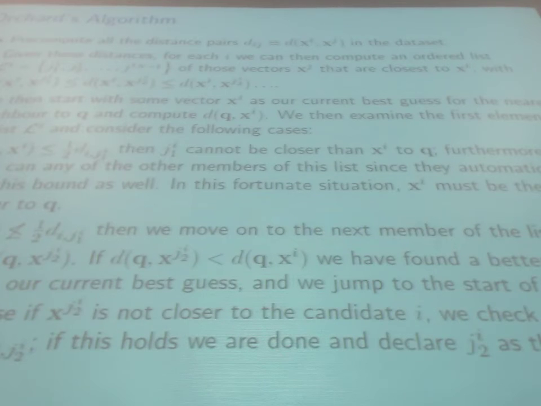In general, what's going to happen is that the first element in the list is not going to satisfy this relationship. So what do you do then? You move on to the next member of the list for li. Yeah, no, we don't move yet.